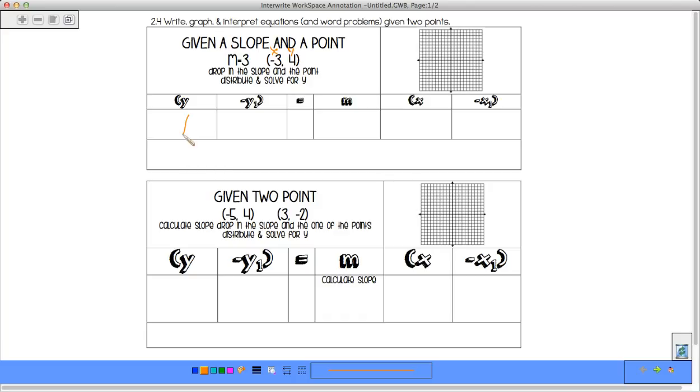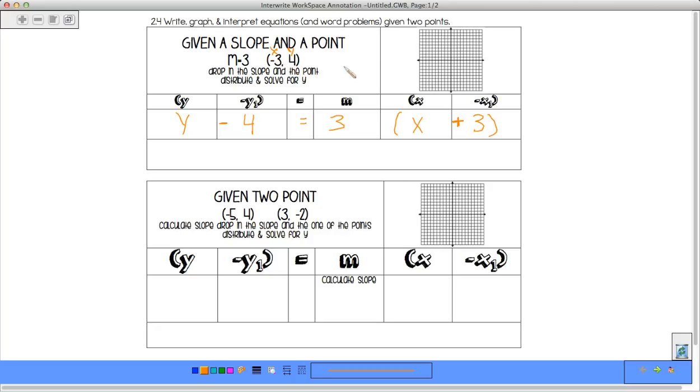So here I'm going to go y minus y1, here is 4, equals m, our slope is 3, and then x minus x1 is -3, so minus a negative is plus 3. Anytime you have minus a negative, you change it to a plus sign. Now, we're going to solve this for y, but really we can graph this from what we have right here.